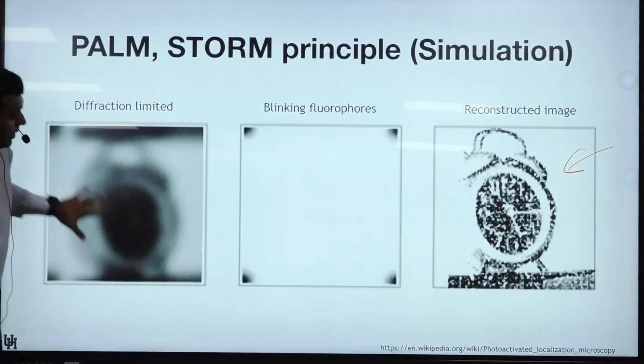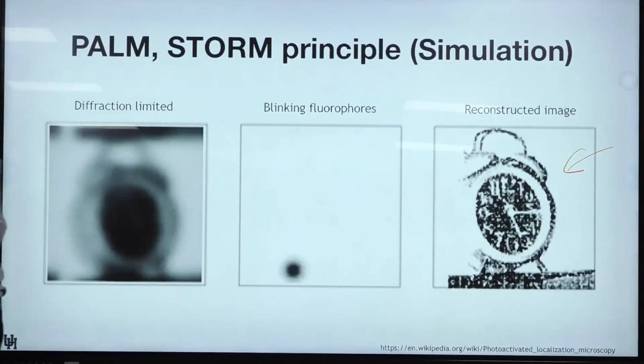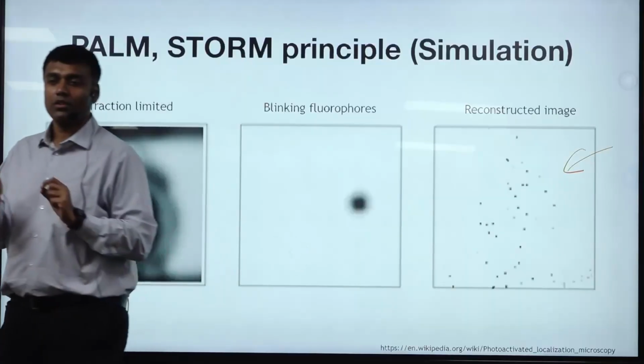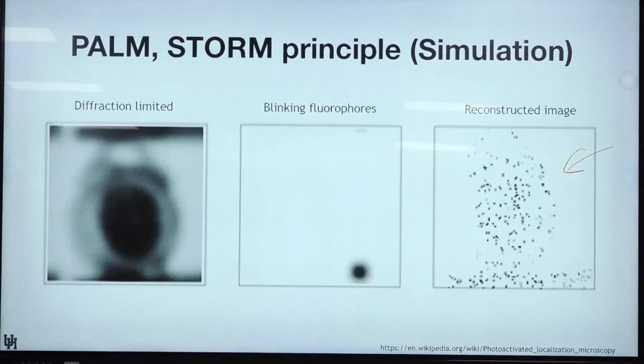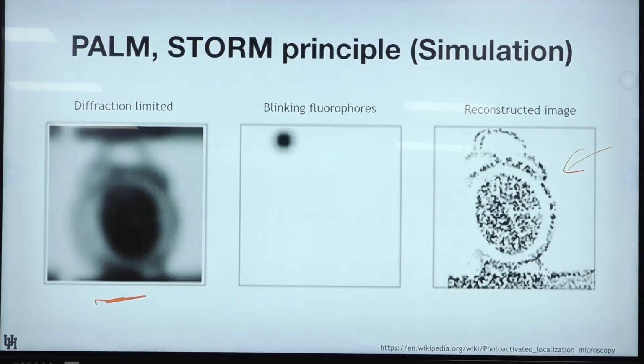Compared to this blurry image, you can see how it's getting more and more precise. You can get very, very high accuracy images, with much better resolution than you could get with a diffraction limited blurry spot. So this basically is the central idea of how we can do super resolution with what is called PALM.